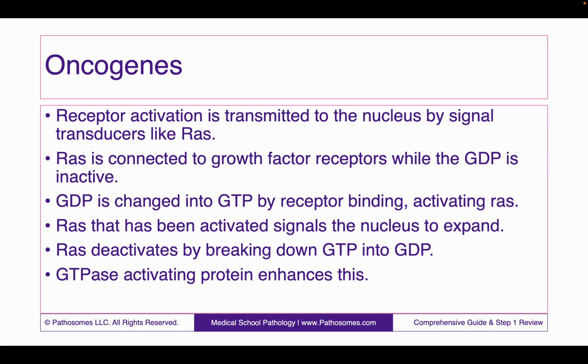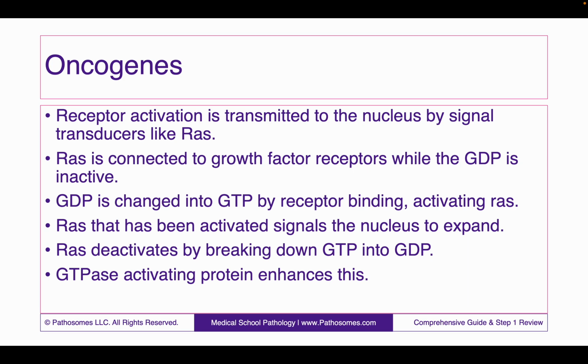Receptor activation is transmitted to the nucleus by signal transducers like RAS. RAS is connected to growth factor receptors while the GDP is inactive. GDP is changed into GTP by receptor binding. Don't we love biochem? Activating RAS. RAS that has been activated signals the nucleus to expand.